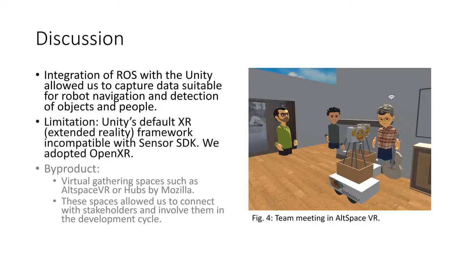An important limitation is that Unity's default extended reality framework supports only DirectX 11, whereas the Sensor SDK requires the ray tracing capabilities of DirectX 12. To overcome this, we adopted OpenXR. A byproduct of this project is the transfer of the virtual replica into virtual gathering spaces such as AltspaceVR or Hubs by Mozilla. These spaces have allowed us to connect with stakeholders to discuss various aspects of the project without requiring them to be co-located.